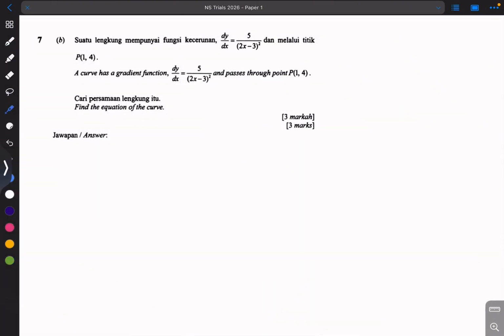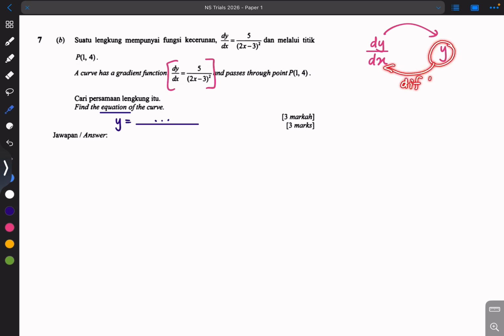7b. A curve has a gradient function dy/dx as given and passes through this point. Find the equation of the curve. Whenever we want to find the equation of a curve or a straight line, we need to find y equals something. Here they gave us dy/dx, and we need to convert this to y. Converting y to dy/dx is differentiation, so going the other way is the opposite: integration. So we need to integrate dy/dx to get y.